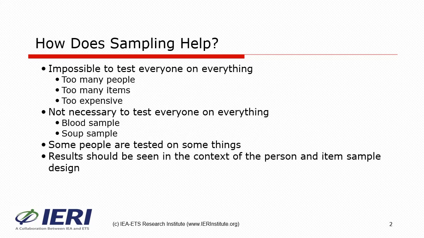In surveys like PIAAC, we resort to sampling. Sampling helps because it is impossible to test everyone on everything. There's too many people, too many items, and it would be too expensive to test all the people with all the items. But doing this is not necessary, and here we'll give two examples.